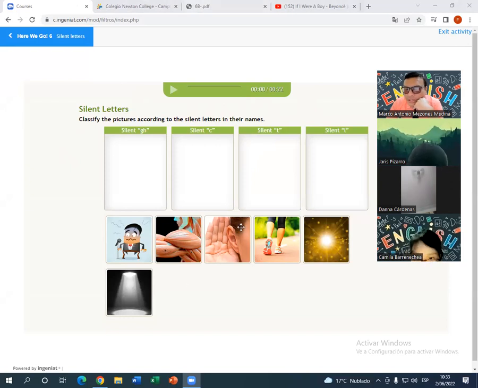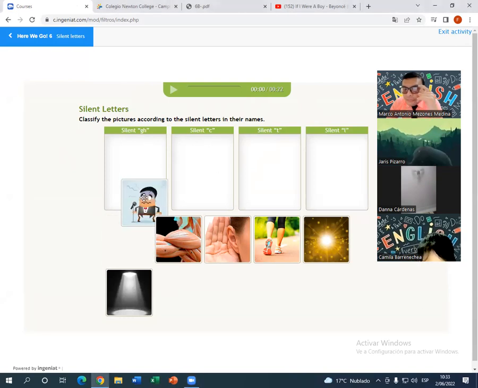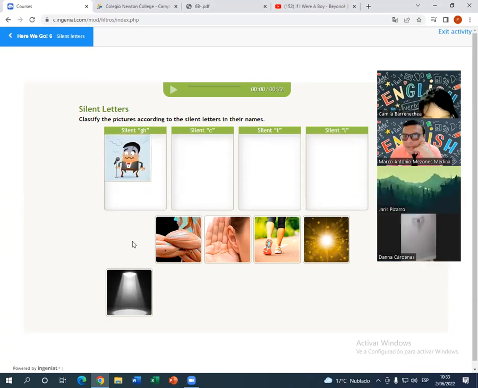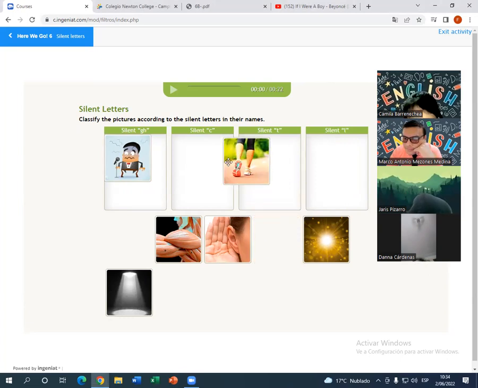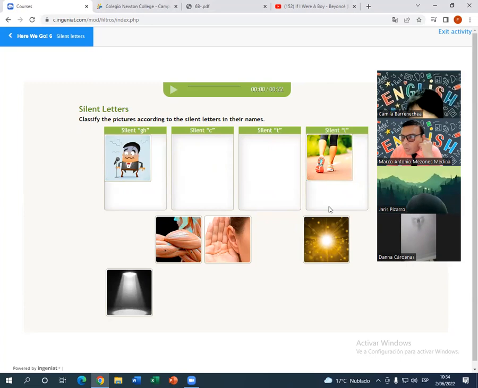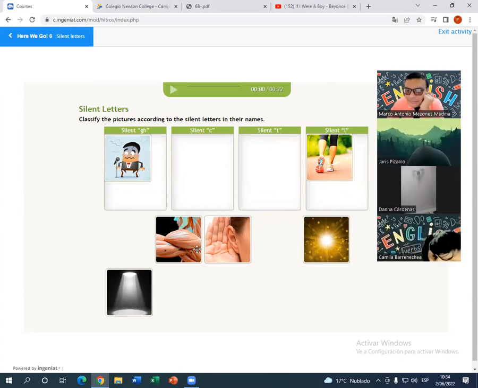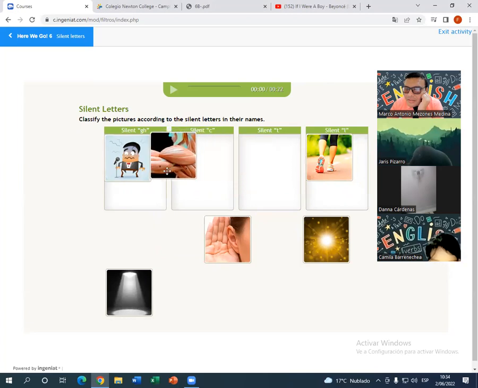Do you have any word that you can recognize with a silent letter? For example, fright, fright. Yeah. Next, Camila, tell me. The word walk, the third picture, with the L. The silent L, yeah. Walk, walk.